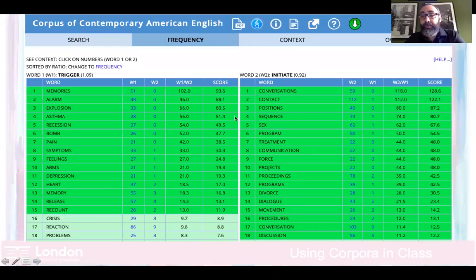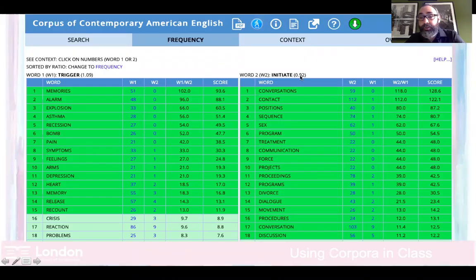You get the comparison between these two words, trigger and initiate, and we see that trigger is very commonly used with memories. So, trigger memories, but it's very interesting, there are 0 instances of initiate memories. Trigger alarm, but no initiate alarm, okay? Trigger symptoms, and just one initiate symptoms, okay?